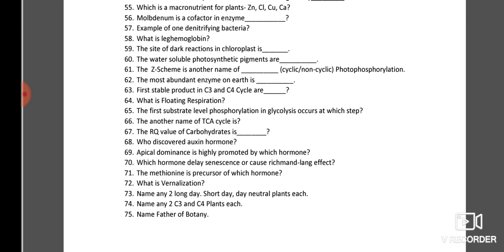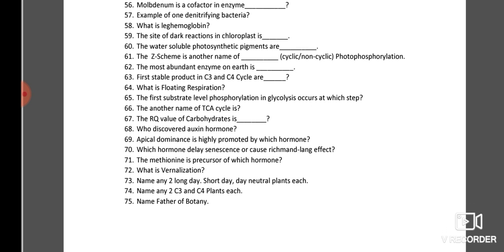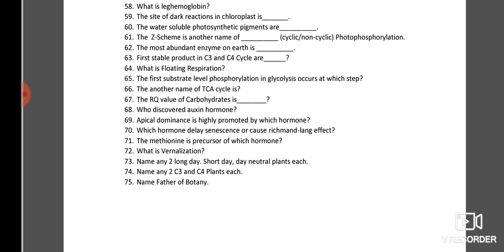Okay, let's talk about the 61st question. The Z scheme is another name for non-cyclic photophosphorylation, in which the electrons are not recycled. That is why it is called Z scheme. The most abundant enzyme on the earth is rubisco, ribulose 1,5-bisphosphate carboxylase oxygenase, the main enzyme in photosynthesis. The first stable product in the C3 cycle is 3-phosphoglyceric acid, and in the C4 cycle it is oxaloacetic acid. 3-PGA has 3 carbons, oxaloacetic acid has 4 carbons. That's why they are named C3 and C4 cycles.